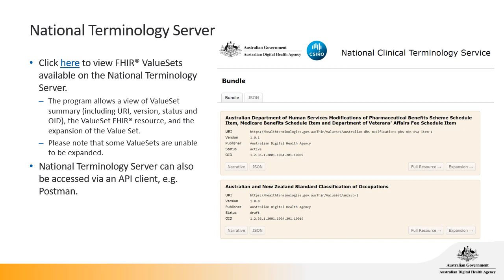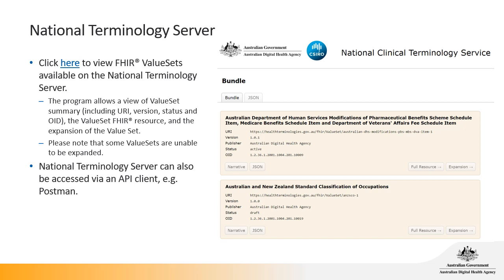There is a link on the slide here to the Hotspot program, which displays the FHIR ValueSets available on the National Terminology Server. Here you can view all available value sets as well as a value set summary, which includes the URI, version, status, and OID. And from here you can also access the full value set resource or view an expansion of the value set.